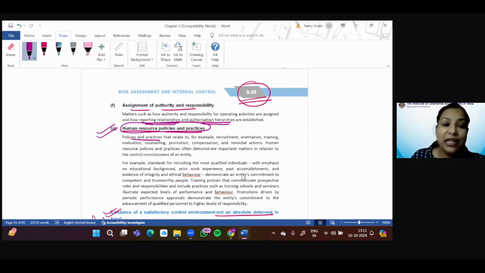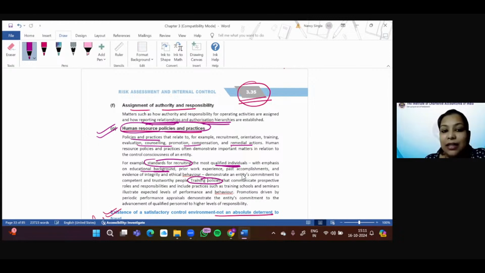So relating to the evaluation, relating to the counseling, the promotion, the compensation, the remedial actions. So the HR policies also form one of the important elements of the control environment. The standards for recruiting, whether most qualified individuals. See, if a person is qualified according to the requirement of the job, then the chances are more that the internal control is going to be followed, right? Then educational background, whether it is considered or not, training policies that communicate prospective roles and responsibilities, right? Promotions driven by periodic performance appraisal.